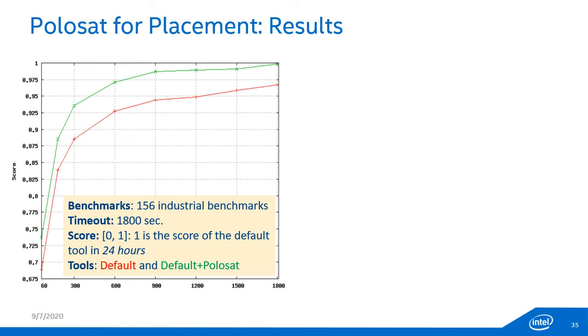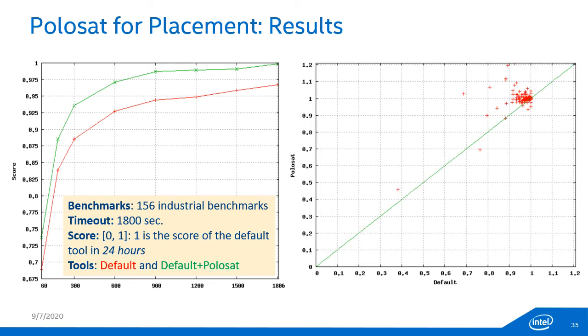The score goes between 0 and 1, where 1 is the score of the default tool in 24 hours. And again, we ran the default tool against the default tool plus Polosat, and one can see that Polosat makes our tool substantially more efficient for every timeout. Here is a head-to-head comparison. We have the default tool on the x-axis and Polosat on the y-axis, and one can see that Polosat improves the performance for the vast majority of instances.